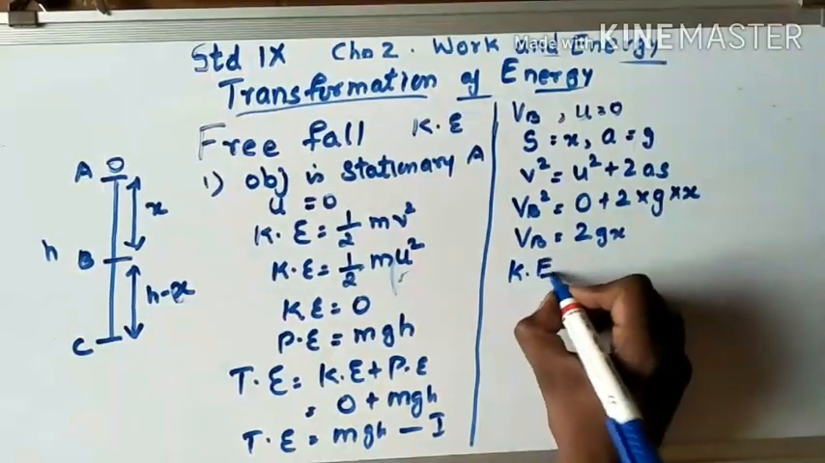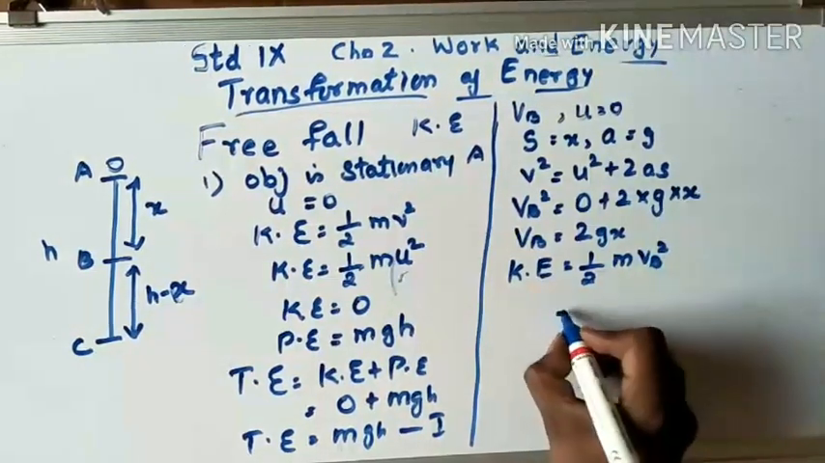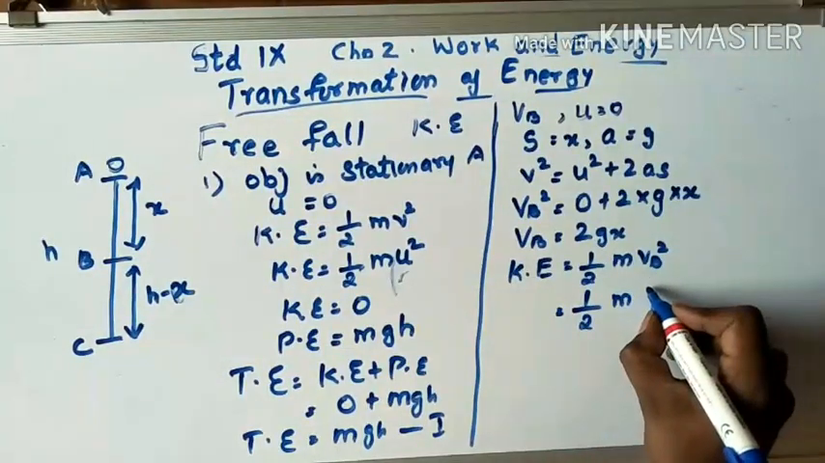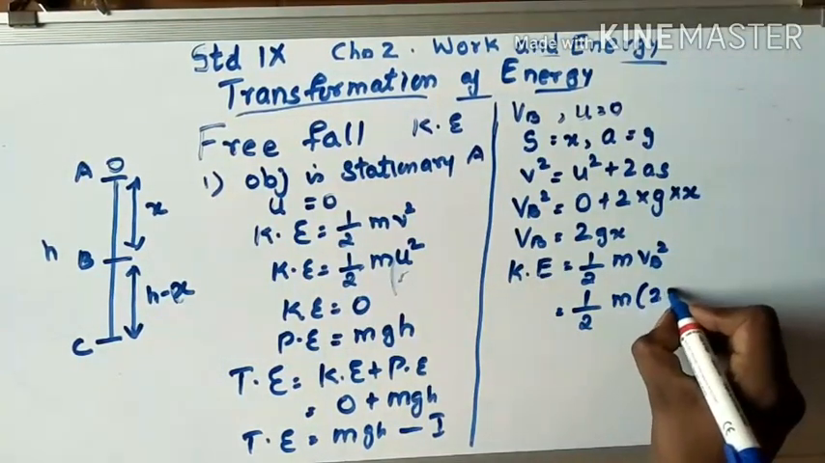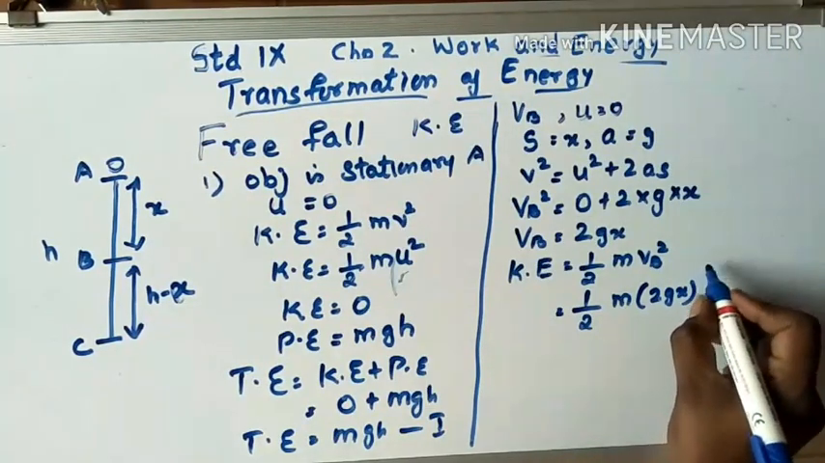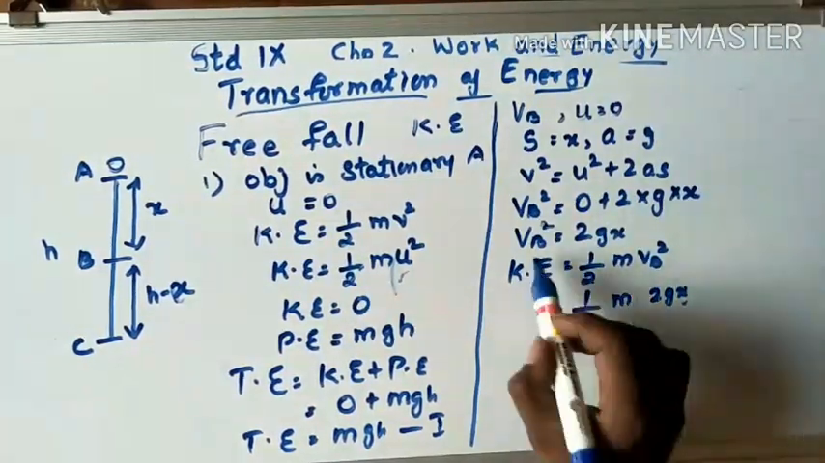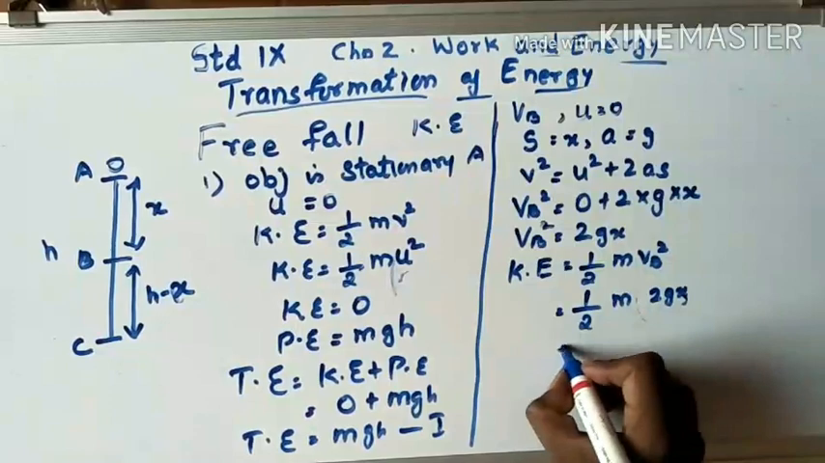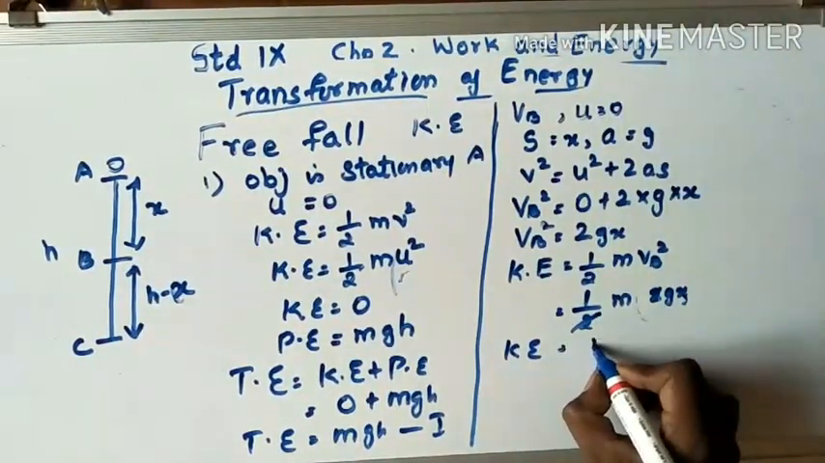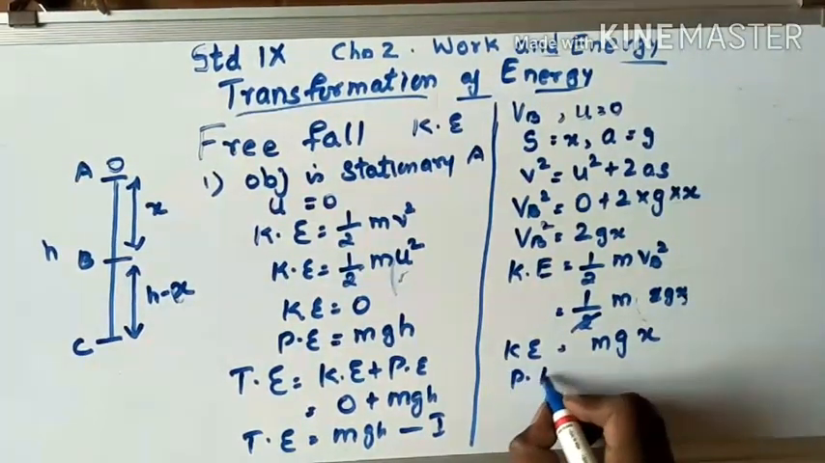Now kinetic energy is equal to half m vb square. That is equal to half m, your vb square is 2gx. So that means 2 and 2 cancel. So here the kinetic energy is how much? m, g and x.